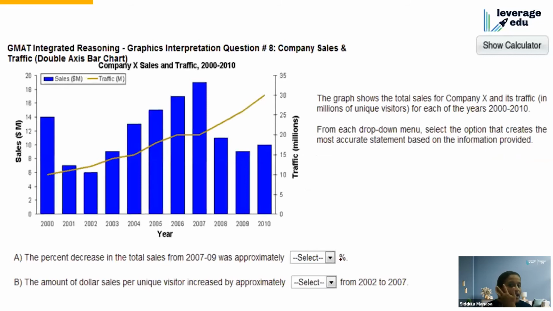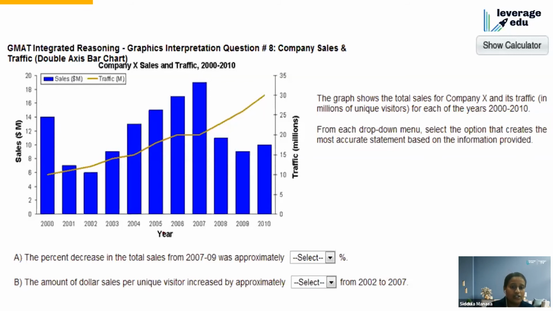Now, next one is a mixed category type of data interpretation question, like a bar mixed with a line graph, something as such I have taken over here. So let's go to the question. Once you start reading the graph, students, always you need to start from the title. So what is the title telling here? The double axis bar graph: company X's sales and traffic from the year 2000 to 2010.